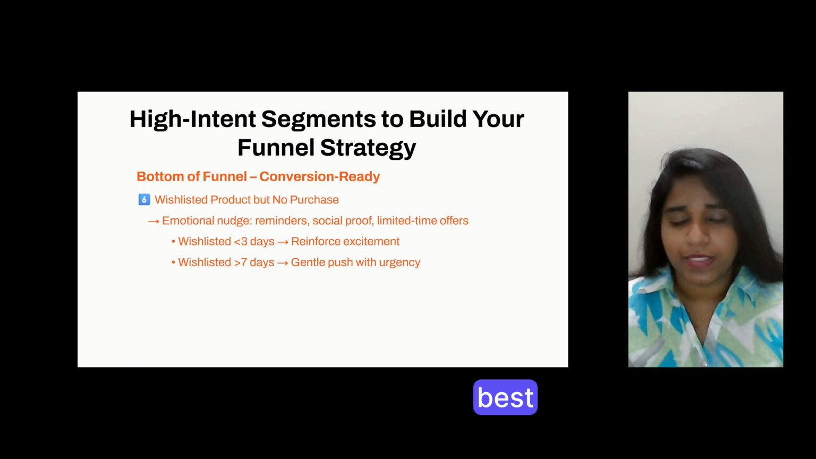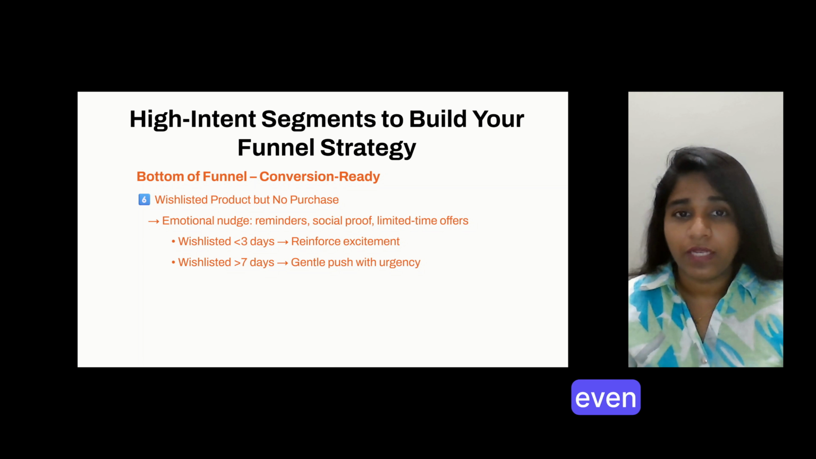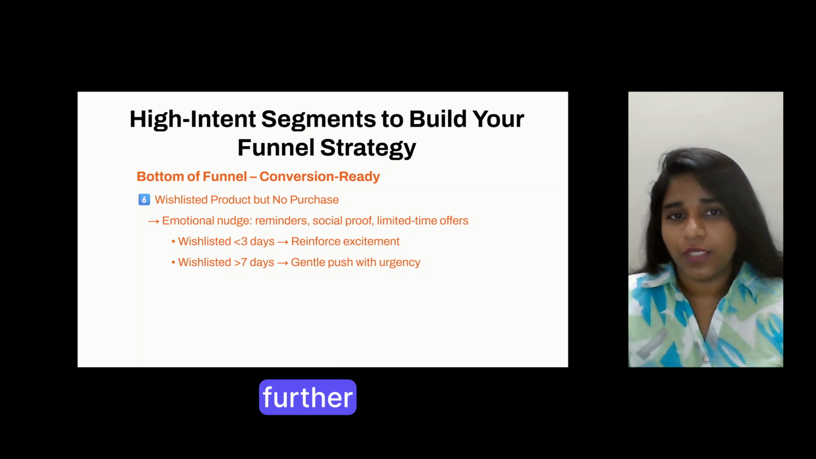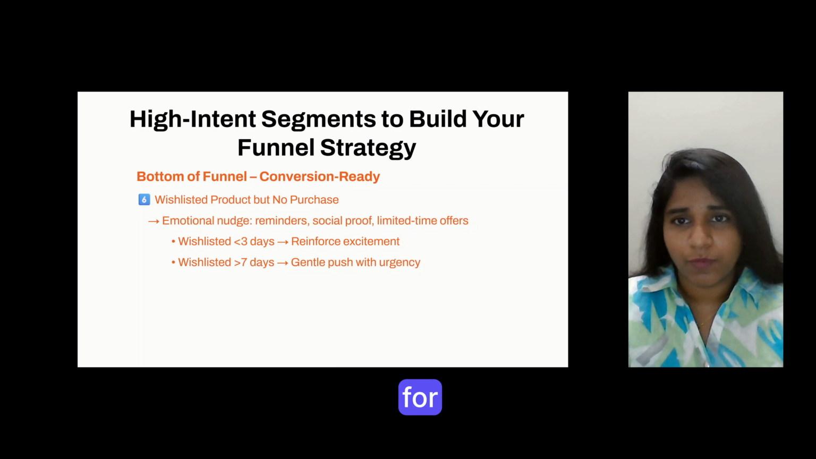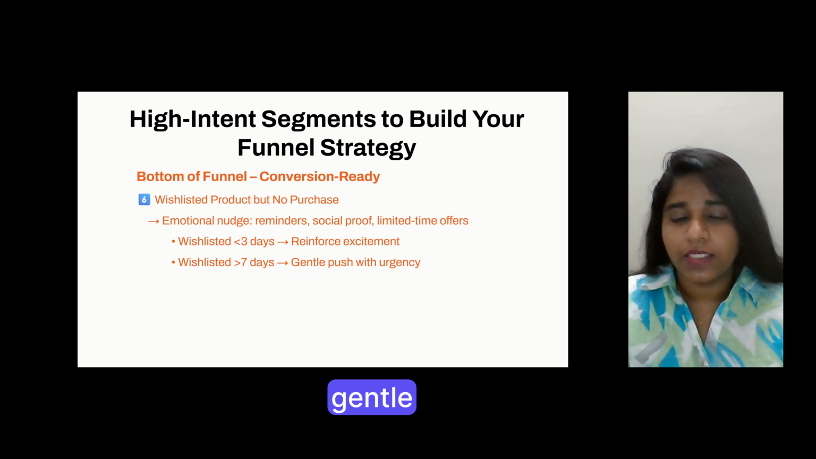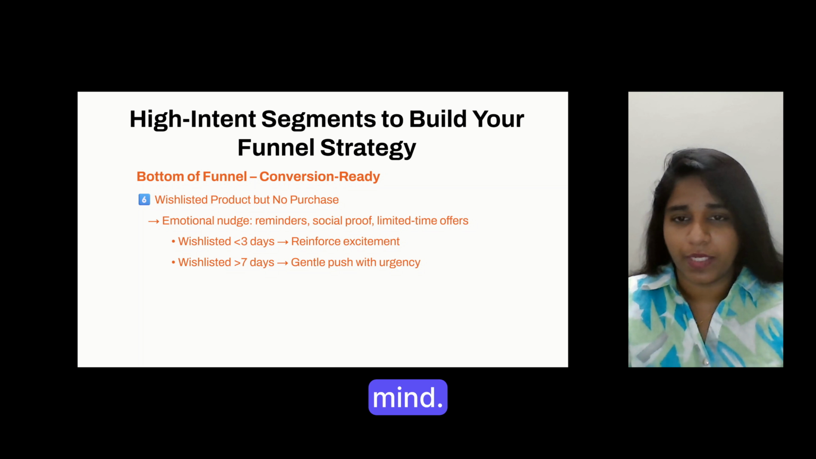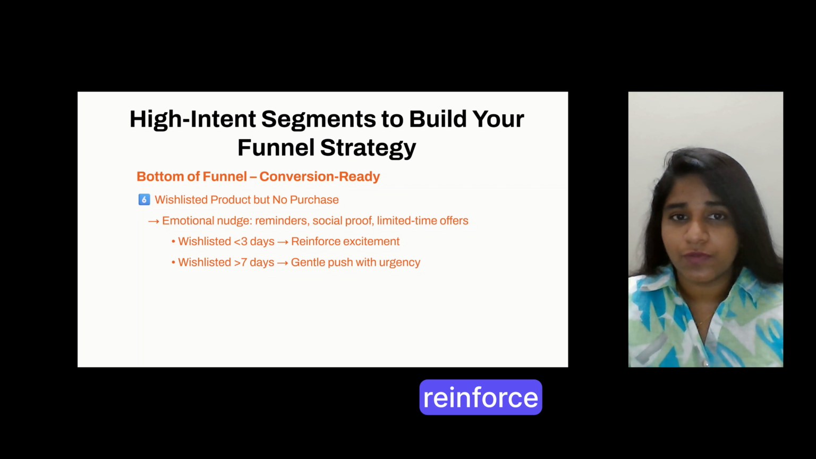Gentle nudges work best here, like reminding them what they saved, showing limited time offers, or even highlighting reviews from customers who love the product will work great. You can further segment this group like product wishlisted for more than 7 days. These customers are still thinking it over. Send gentle reminders, highlight product reviews, or add limited time offers to nudge them closer. And you can also segment the users as product wishlisted for less than 3 days where they are still fresh in their mind. Use this window to reinforce product benefits and social proof quickly.